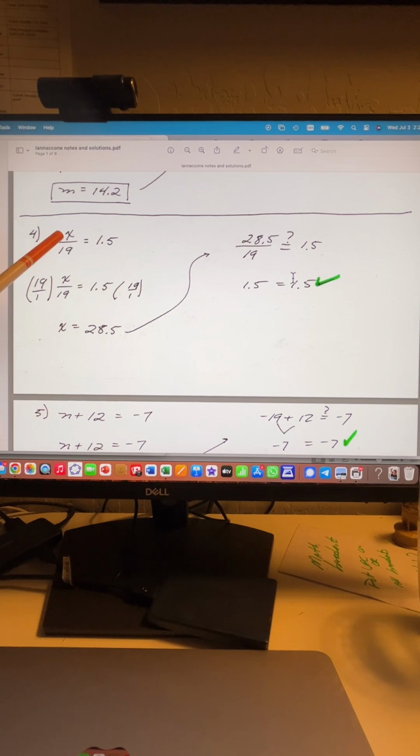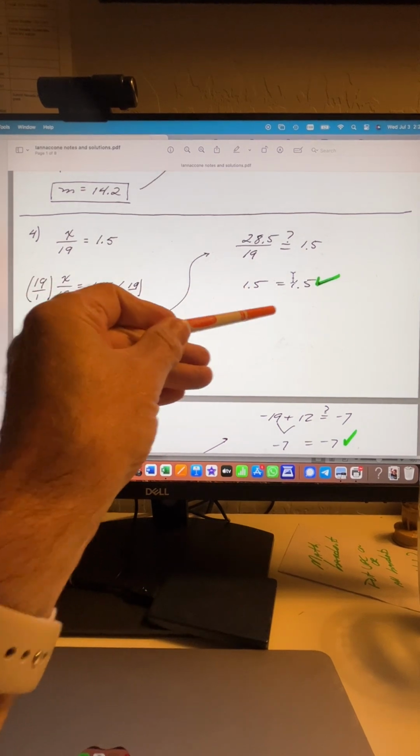So similar to the one up above, we divided by 19 to cancel out the 19 in the denominator. You would multiply both sides by 19. And here, I'm in the habit of putting 1 on the bottom as a placeholder. So you know that the 19 is in the numerator, in the top. And that's just a placeholder there. It cancels out, multiply by 19, bam, it checks.